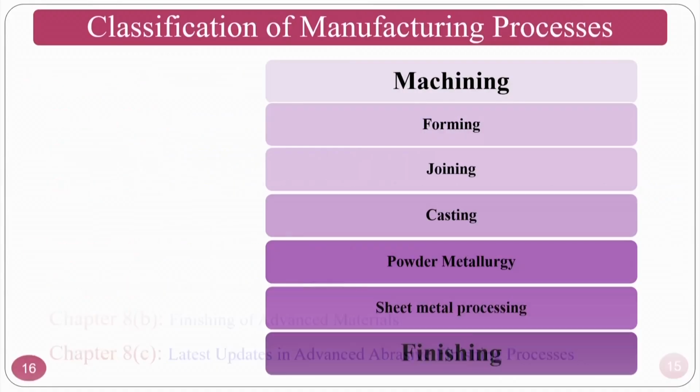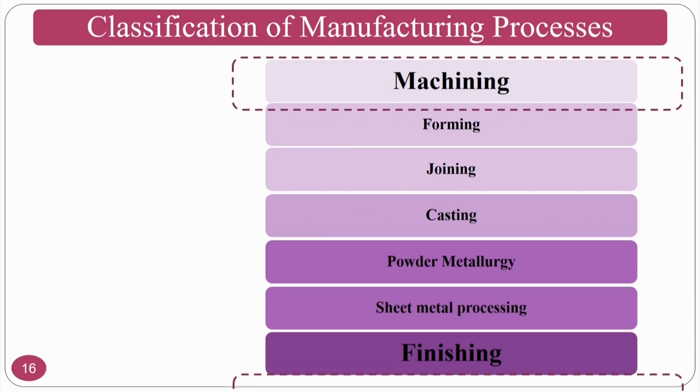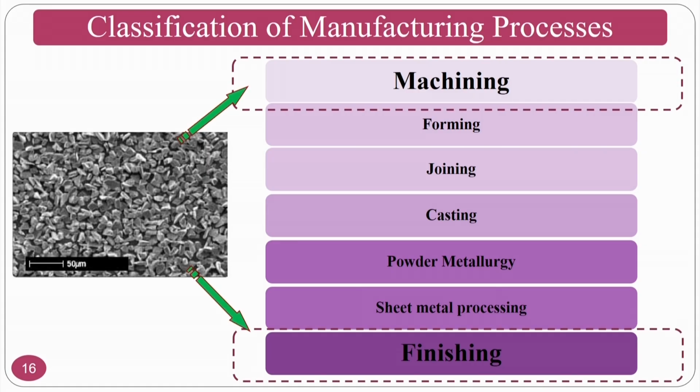Coming to the classification of manufacturing processes, there are machining, forming, joining, casting, powder metallurgy, sheet metal processing and finishing processes. Among these, machining and finishing are the ones that come under the abrasive processes. Normally abrasives are used for machining as well as finishing, which are nothing but subtractive manufacturing processes.